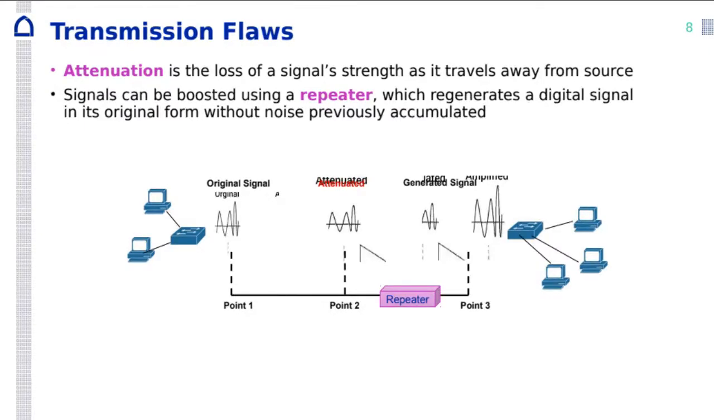What does the repeater do? It will regenerate a digital signal in its original form, without the noise previously accumulated. So it's very good. The repeater will remove the noise and regenerate the signal.